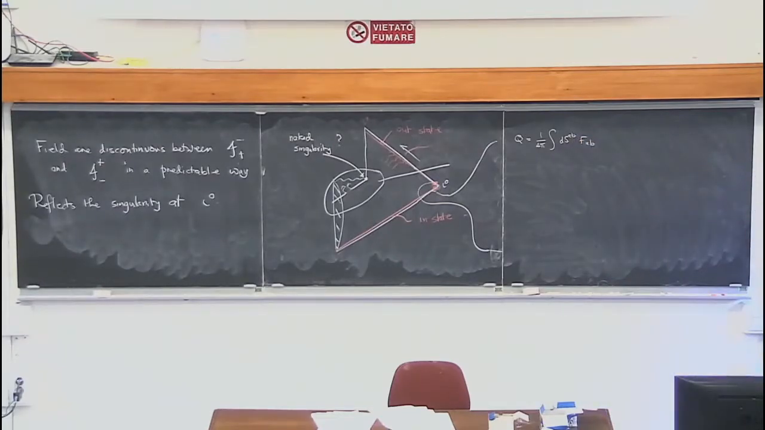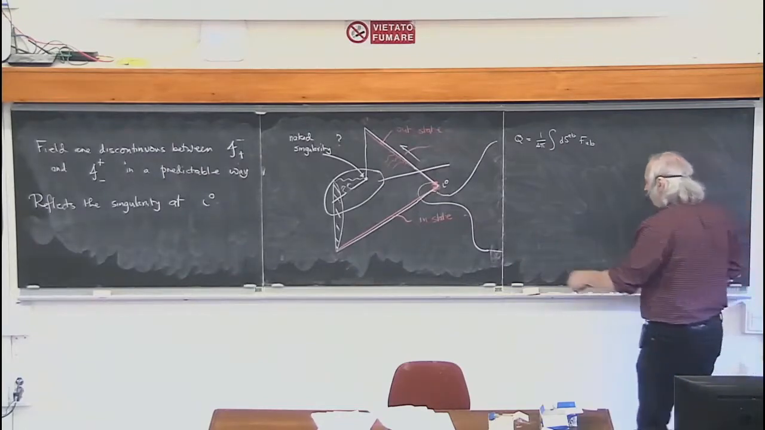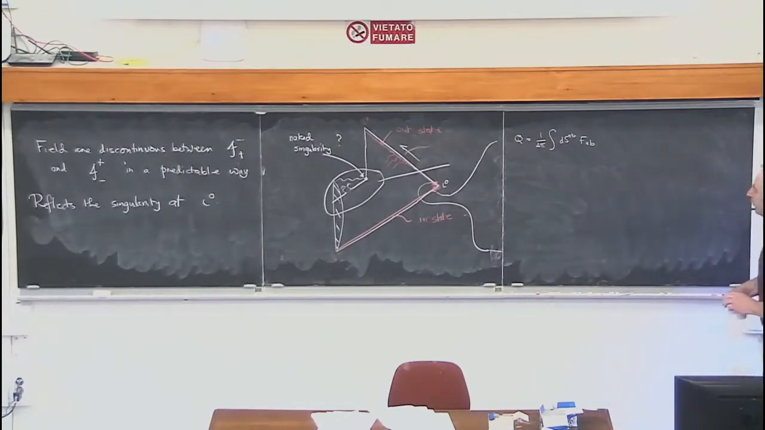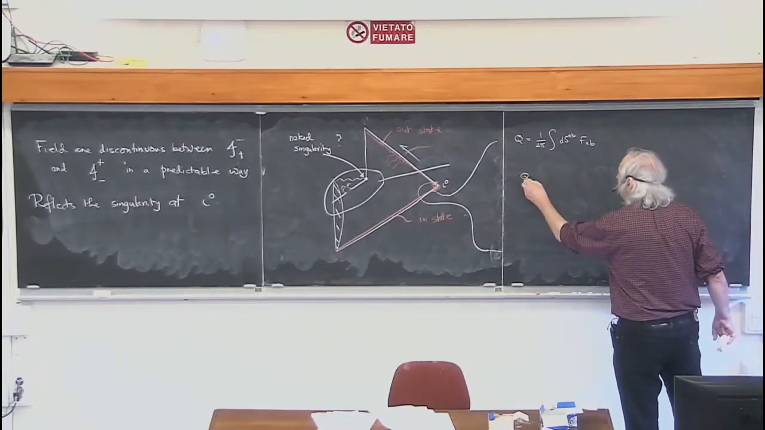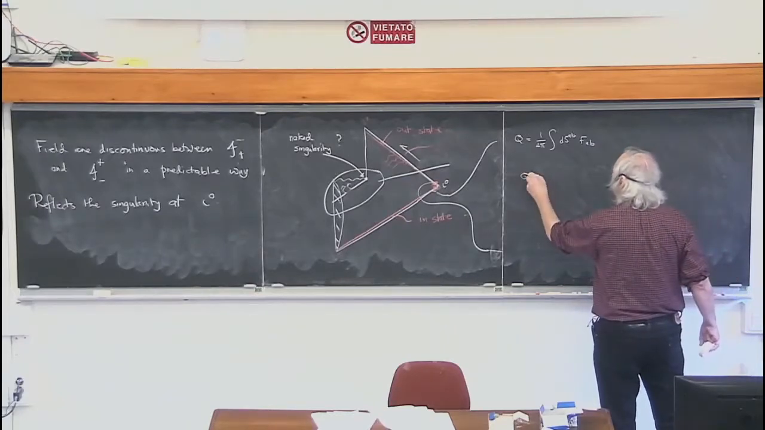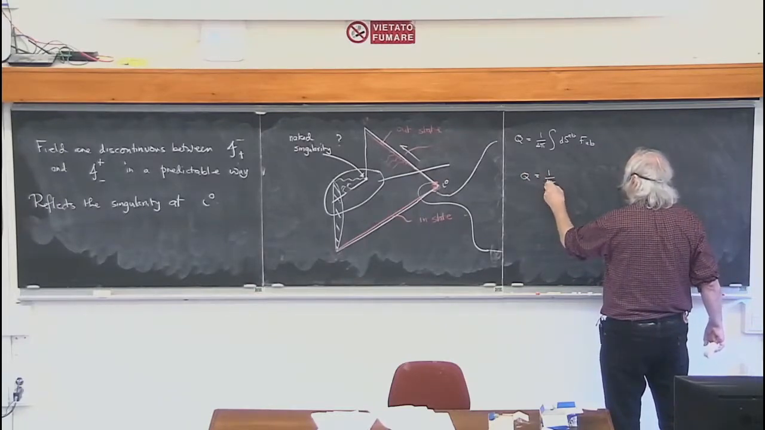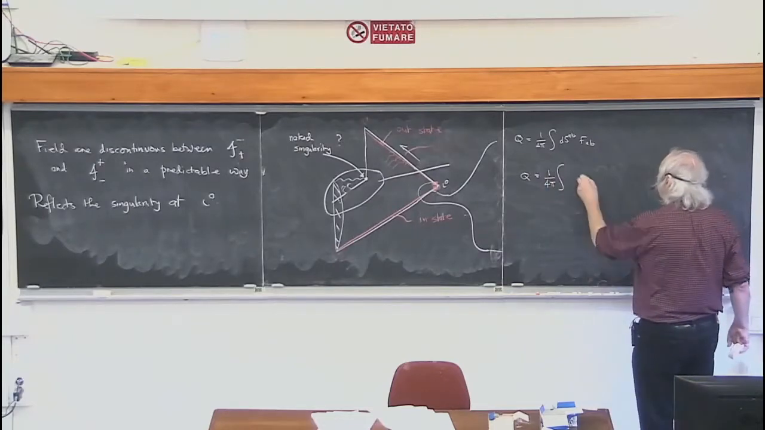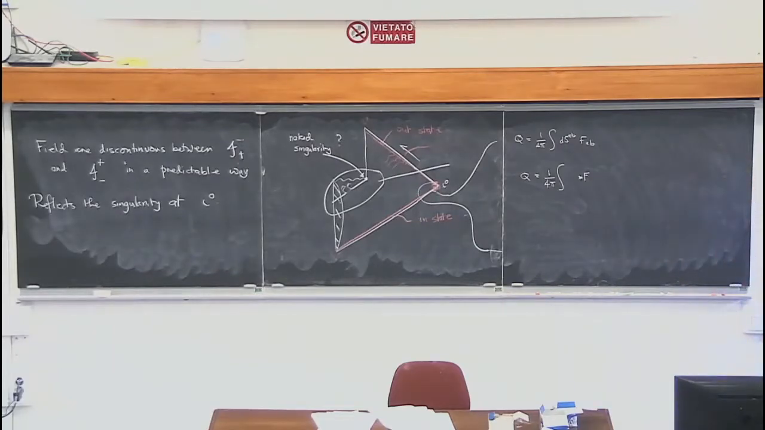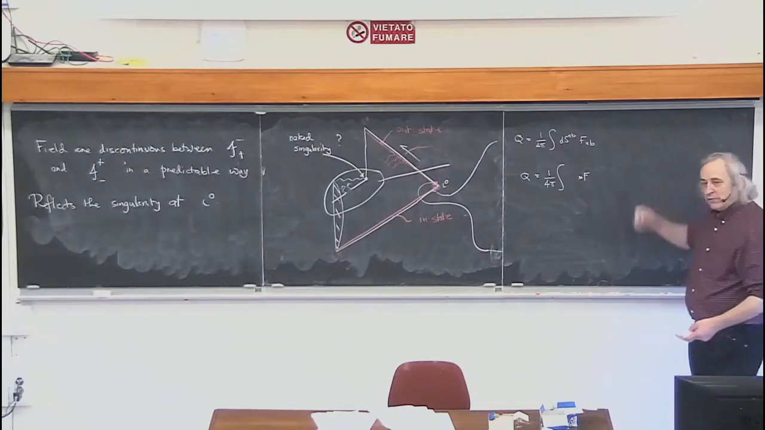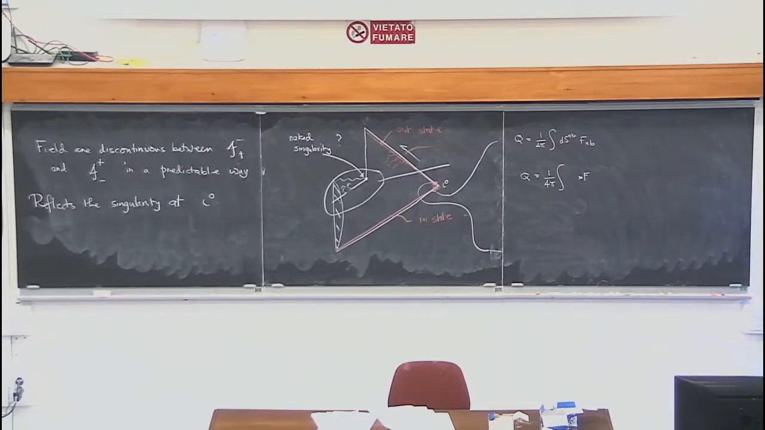We can generalize that. Perhaps a slightly nicer way of writing this expression would be to write it using forms, in which case we would say that this was equal to 1 over 4 pi times the integral of star F on scri. F is the electromagnetic field strength 2-form. So that's just a rewrite of this expression using the language of forms, which makes life a bit easier.